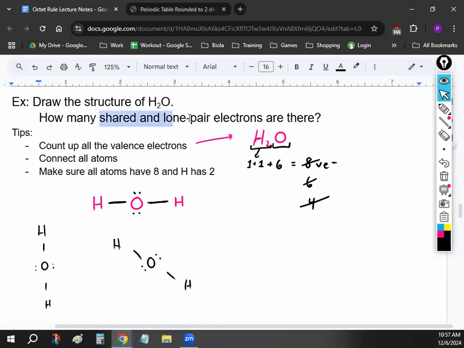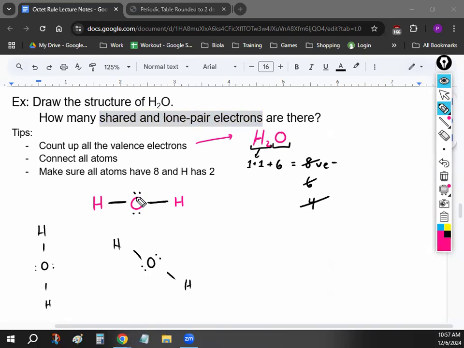Oh, before we do that, shared and lone pairs. In this molecule, there are 2 lines. So if there are 2 lines, that means we have 4 shared electrons. And there are 4 dots, so we have 4 lone pairs. If you want to think about it, the shared electrons are the lines times 2, and the lone pairs are just how many dots there are.